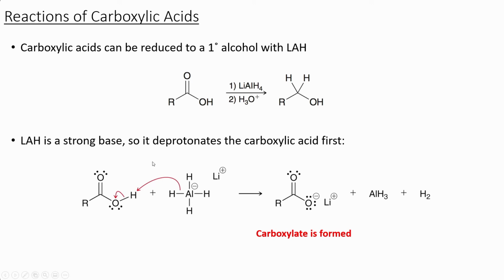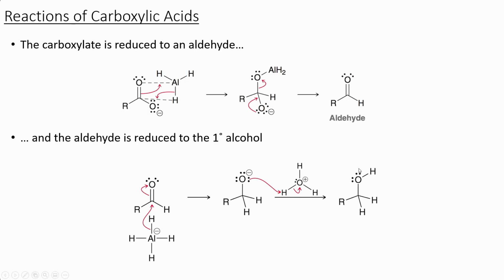It's a strong base, so first it will deprotonate the carboxylic acid and form the carboxylate anion, and then we'll have a reduction of the carboxylic acid down to the aldehyde. Once that occurs, we can have a second molecule of hydride undergo nucleophilic attack at the carbonyl carbon and form a tetrahedral intermediate, which when protonated gives us the primary alcohol.